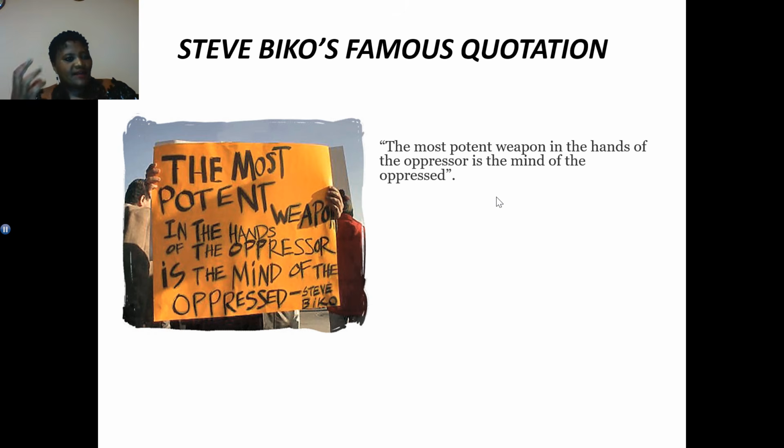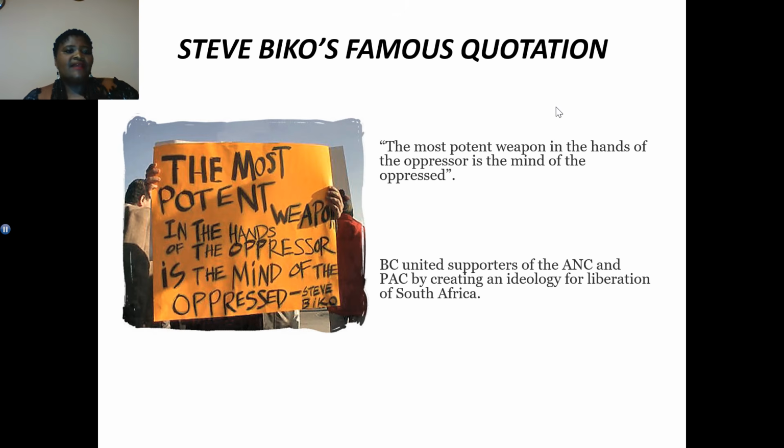So once we free ourselves in the mind, once we free ourselves psychologically, then we are getting rid of all those feelings of inferiority, and that defeats the purpose of the oppressor. So that's what he advocated. Those are the aims of the black consciousness. This ideology united the supporters of the ANC and the PAC for the liberation of South Africa, because at least they could relate with the aims and the nature of this Black consciousness, as the ANC and the PAC were banned during that period. So they could relate with this ideology, which is the Black consciousness movement.